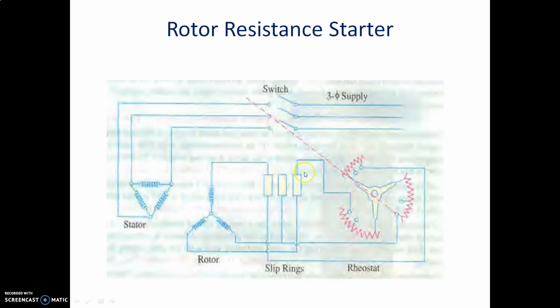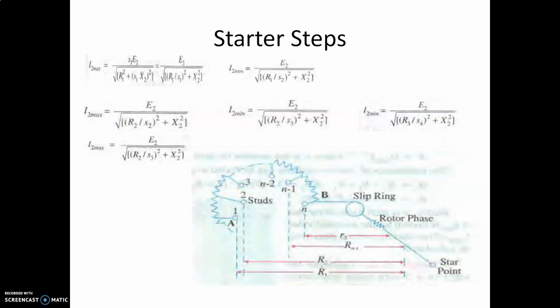So next is the rotor resistance starter. It is applicable only for a slip ring induction motor. So in the rotor circuit itself, the resistance is available. So that resistance can be used for starting purpose also, so that the current drawn from the source will be reduced. So in the starter, the important thing is you are going to calculate the starter steps.